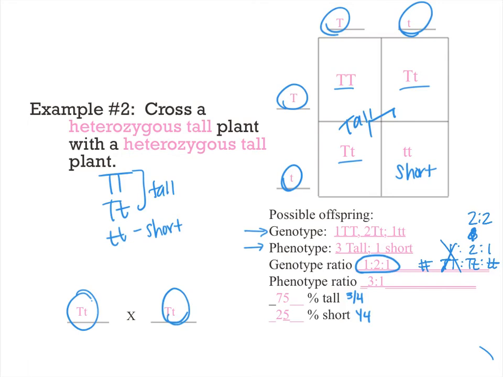And in phenotype, so I have 3 tall to 1 short. So your ratio would be tall, colon, short. The number of tall, colon, the number of short.